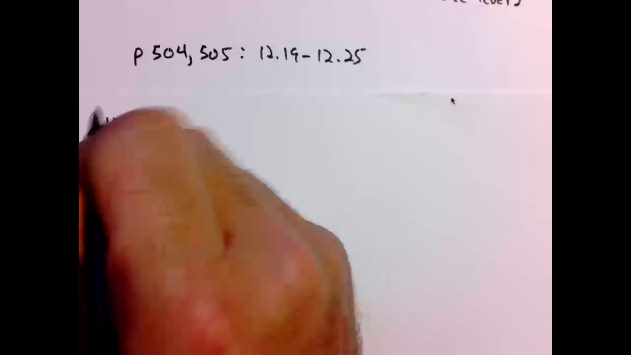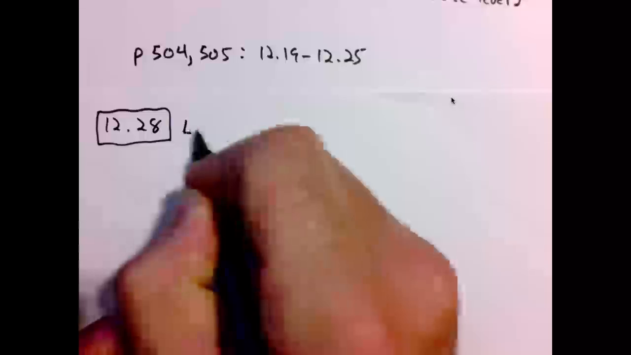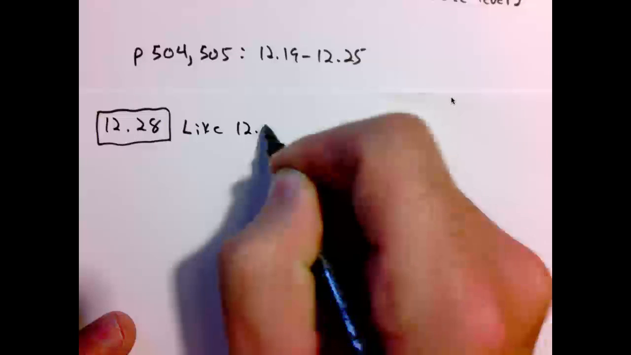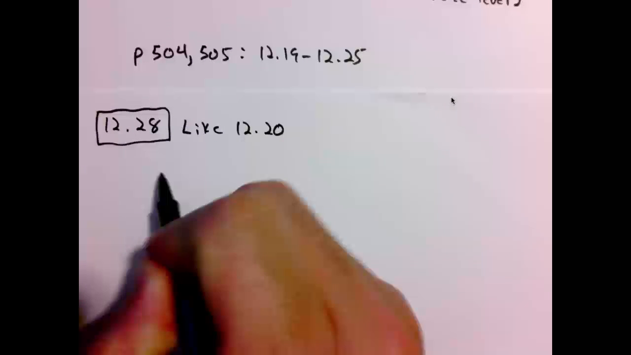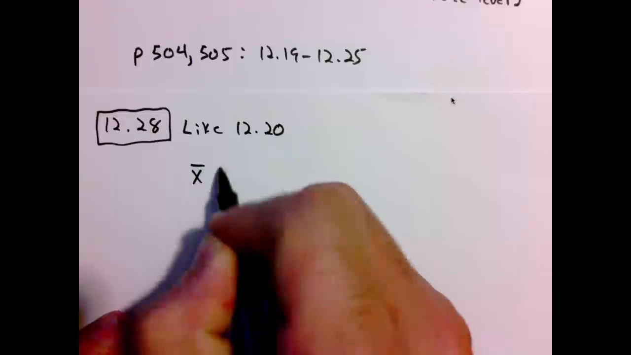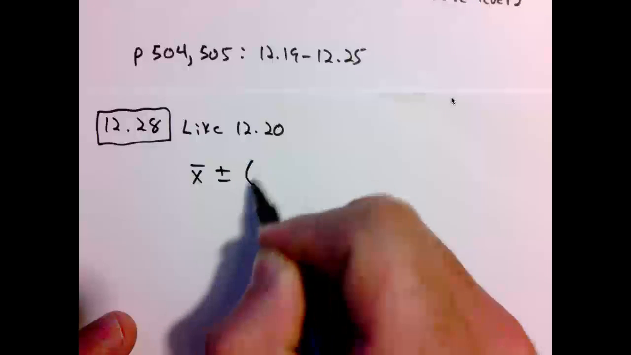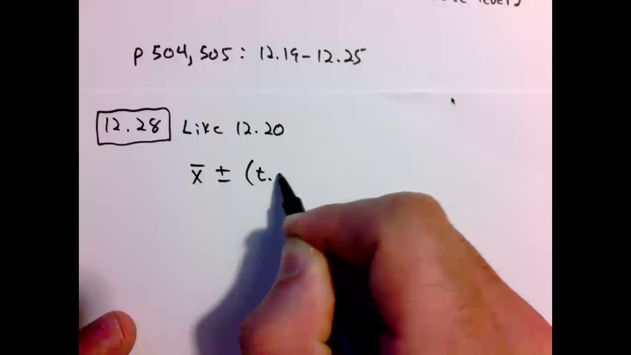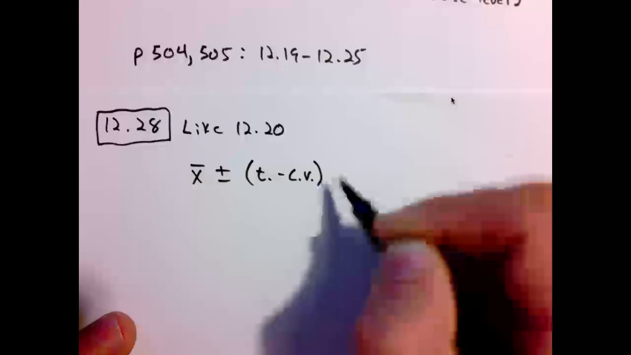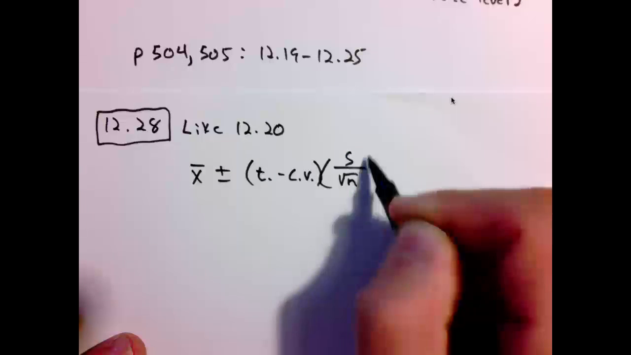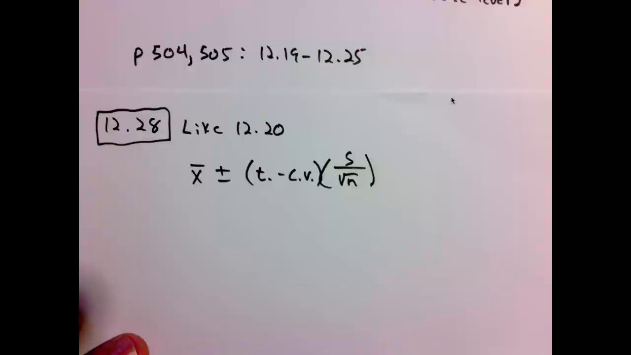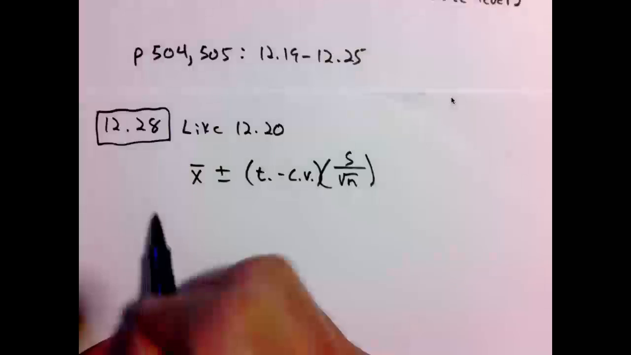12.28. From our one sample t formula, which is x bar plus or minus our t critical value times our sample standard deviation over square root of n. What is the appropriate t critical value for each of the following? So we're looking for this t critical value.